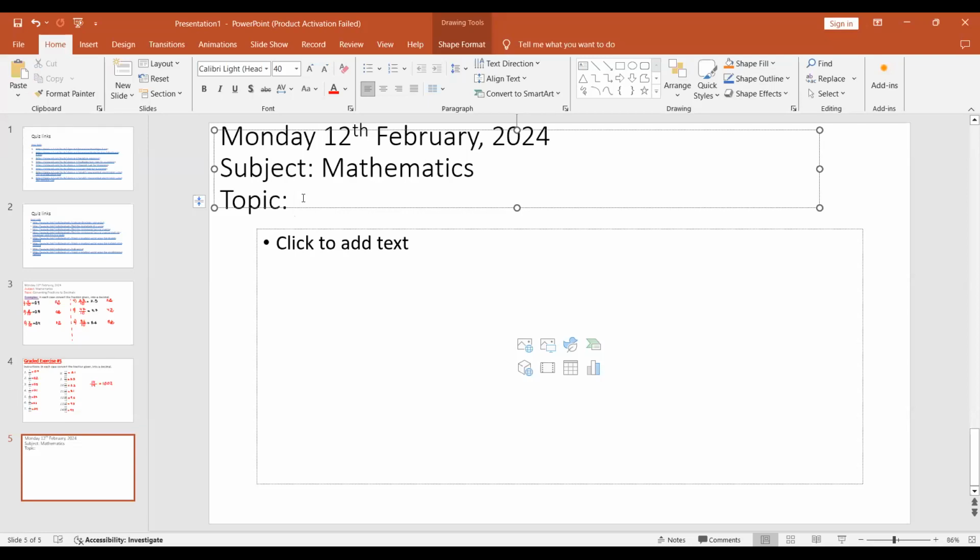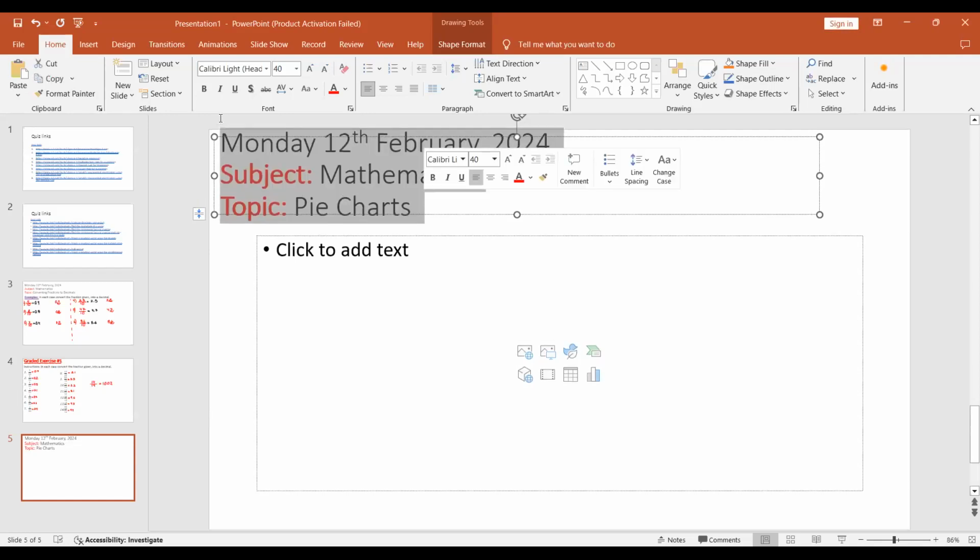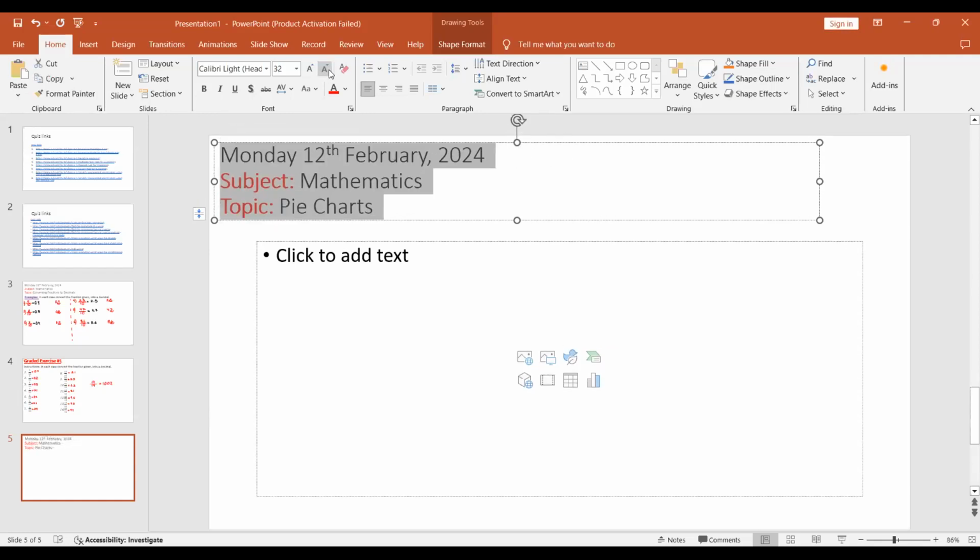Now today we're going to be looking at pie charts. This week, really, we're going to be looking at pie charts, and we might get a chance to look at pictographs, but we can start off with pie charts and how to interpret them and how to deal with those. So that's what we'll be looking at today.